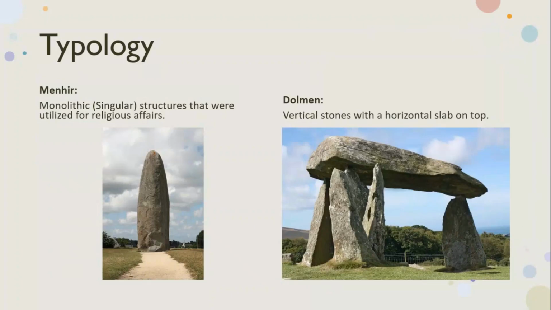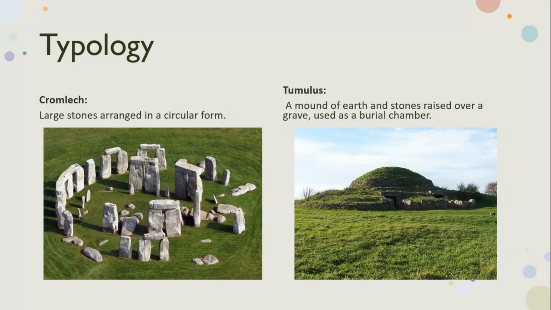First, we have the menhir. It is basically a monolithic structure standing tall and erect, believed to have been utilized for religious affairs. Then we have the dolmen, which were vertical stones topped with a horizontal slab. Next, the cromlech, which were large stones arranged in a circular form. The Stonehenge is an example that comes to mind.